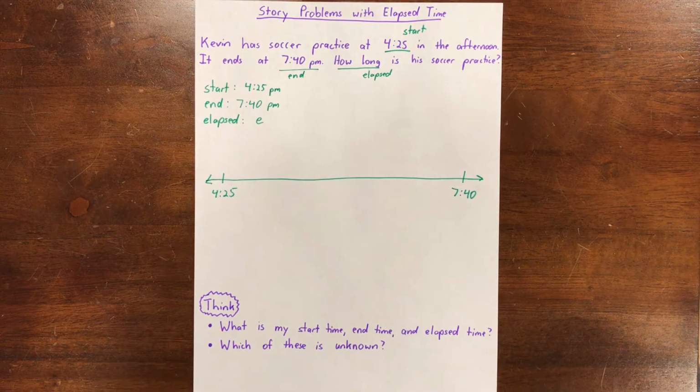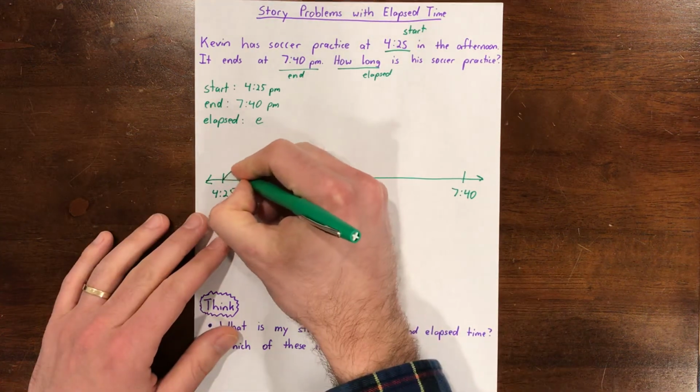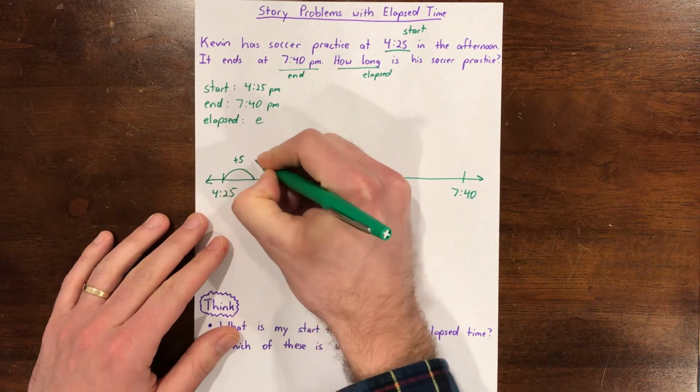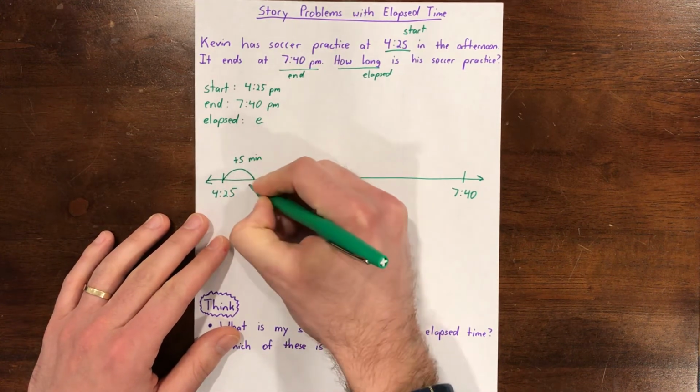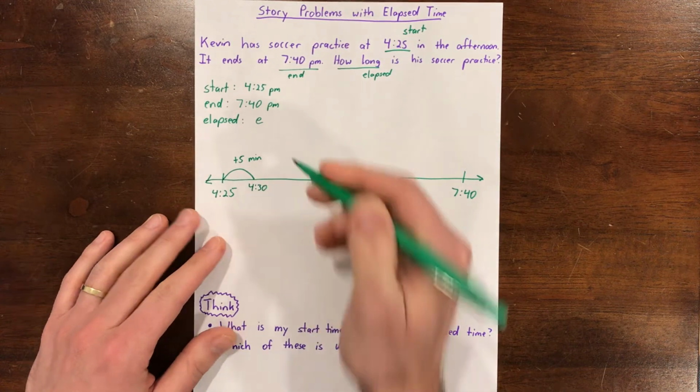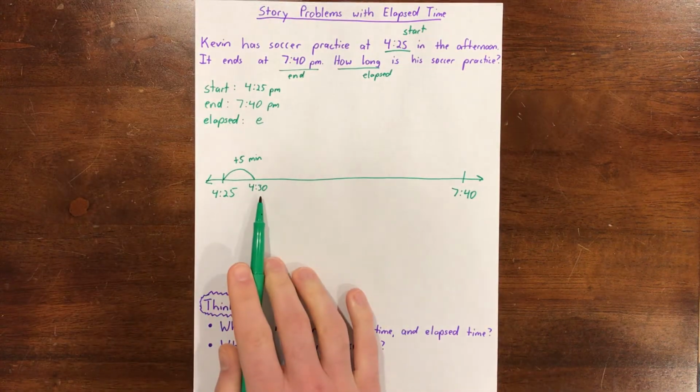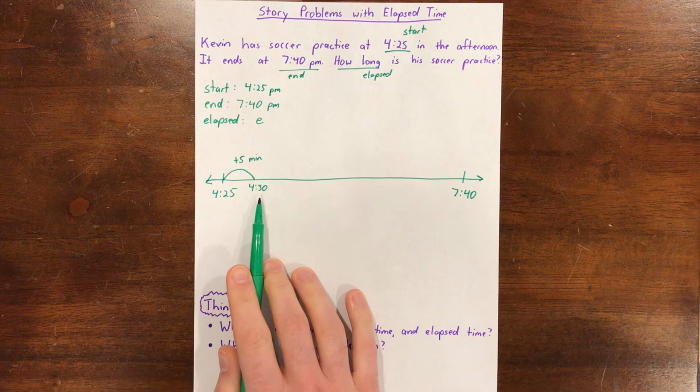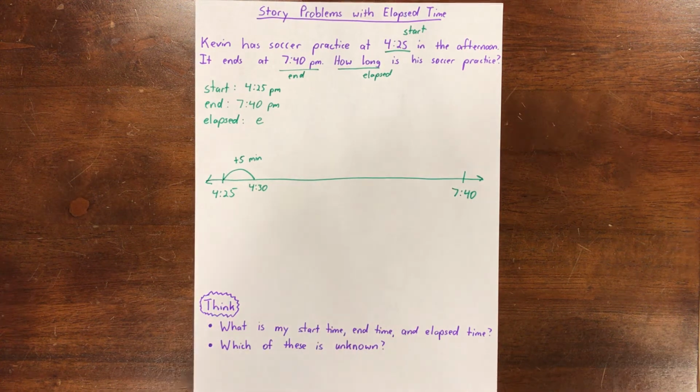So the distance between those two, that's going to be our elapsed time. All right, so I'm wondering, what's the first jump we might want to make and why? Say it out loud. Yeah, my students often want to make a jump in a situation like this of about 5 minutes, because that gets them to 4:30. And times that end in multiples of 10 are easier to work with and jump from.